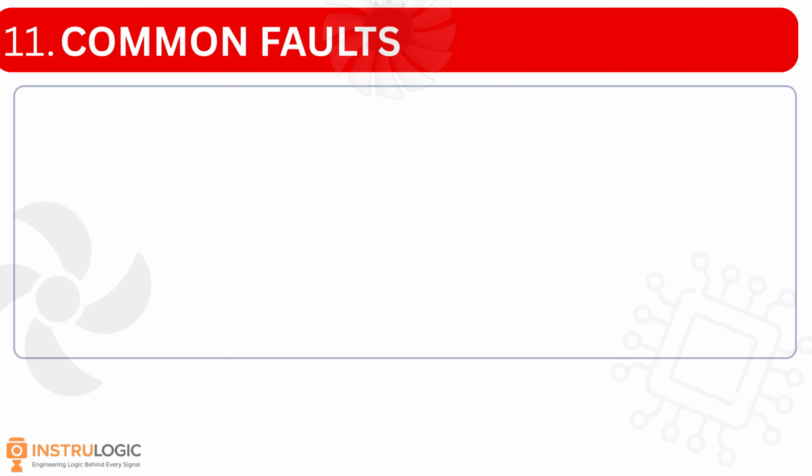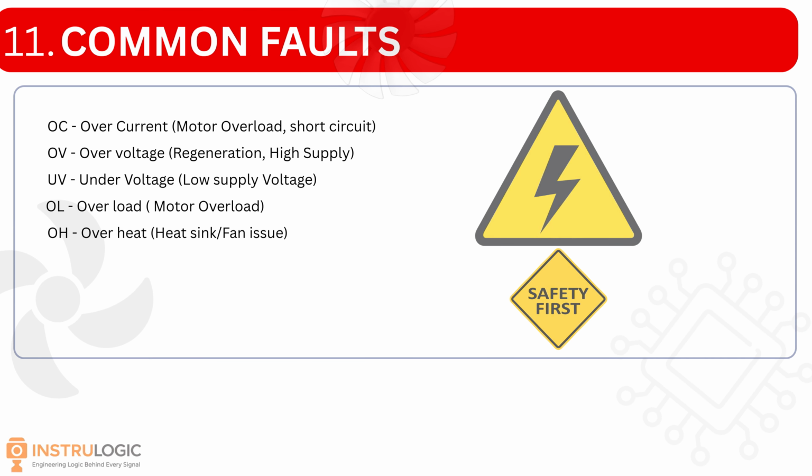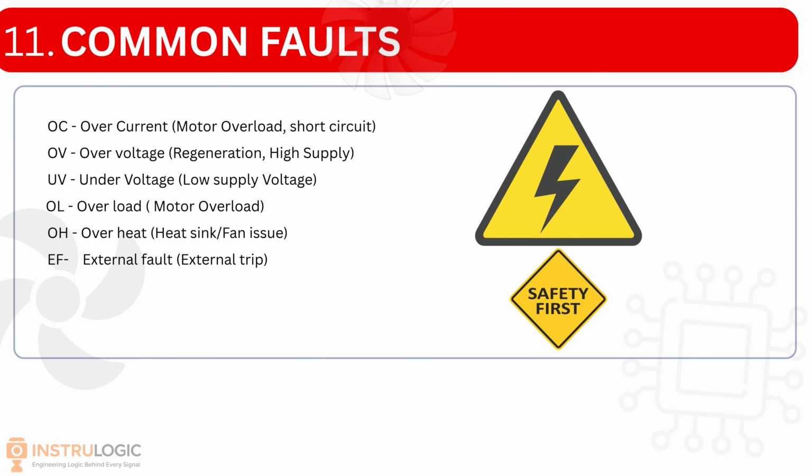Like any electronic equipment, VFD can experience faults during operation. Some of the most common faults include overcurrent, usually caused by motor overloads or short circuits, and overvoltage, which can occur during regeneration or high supply voltage conditions. Other common alarms include undervoltage, overload, overheating, and external faults received from connected protection devices. Understanding these fault codes helps maintenance personnel troubleshoot problems quickly, minimize downtime, and maintain reliable operation of the motor and drive system.